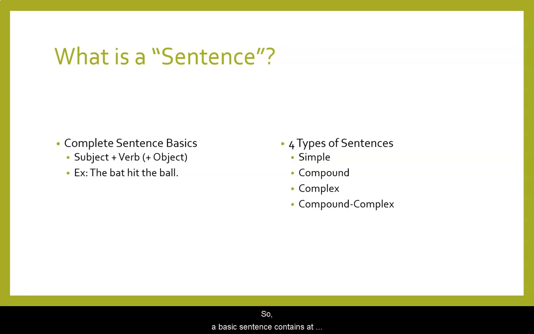So a basic sentence contains at least 2 parts: a subject, the noun doing the action, and a verb, the action. It may also have an object, that is the noun that is acted upon. For example, in the simple sentence, the bat hit the ball, the bat is the subject, hit is the verb, and the ball is the object. In our previous lesson, we saw that there are 4 types of sentences. All 4 of these contain at least one independent clause.